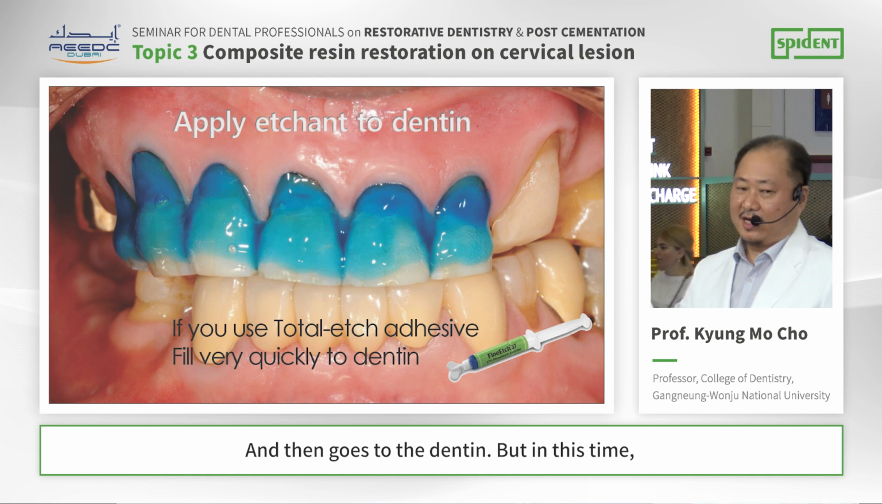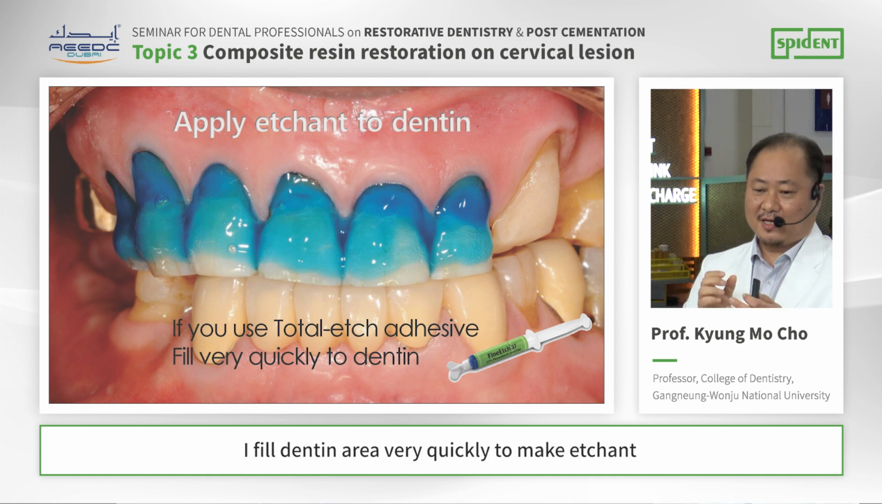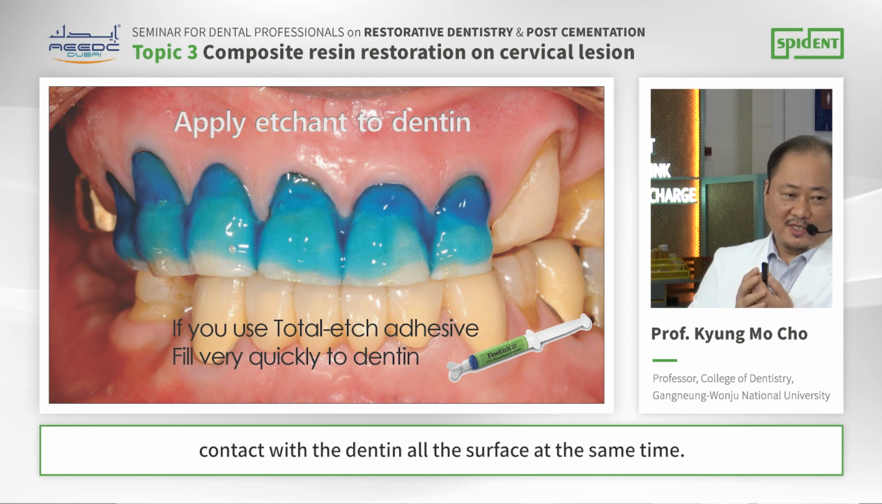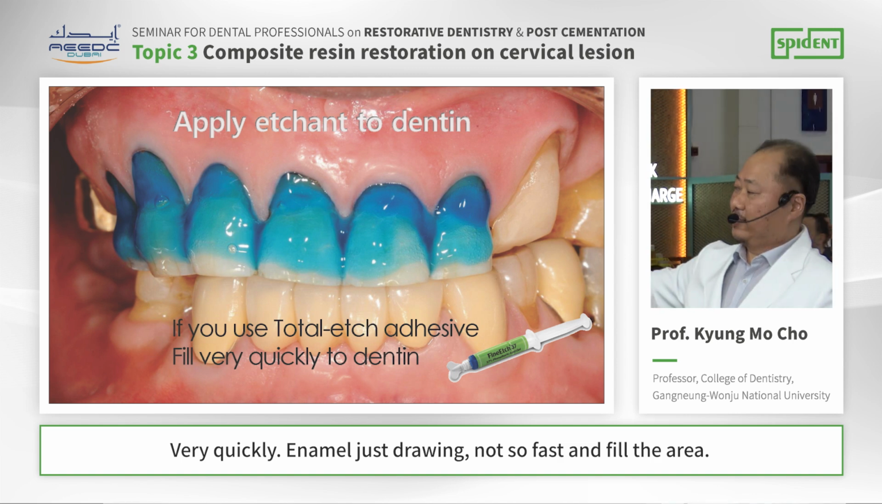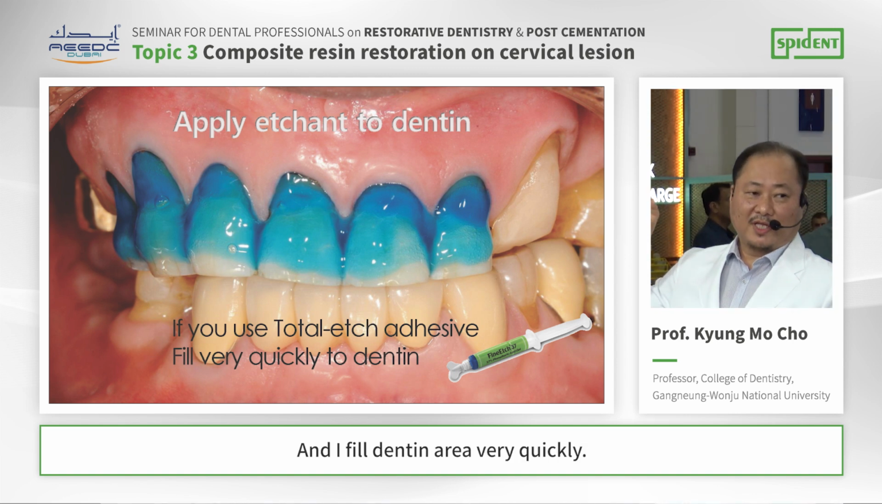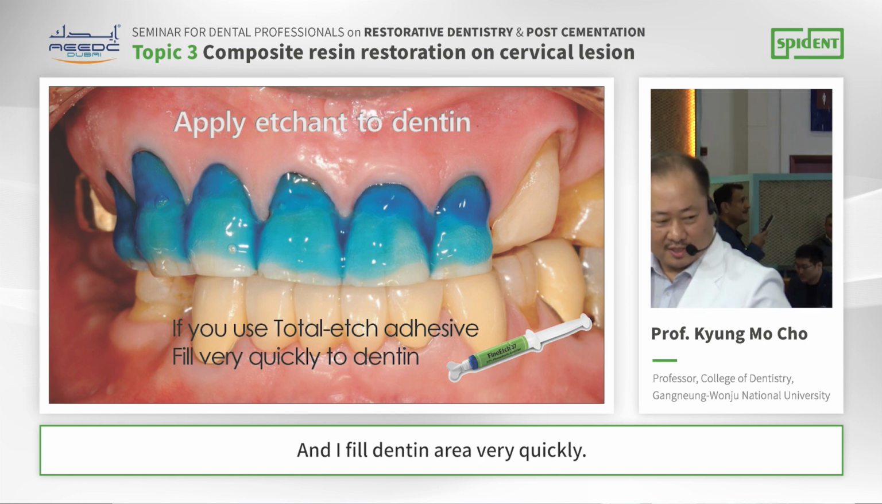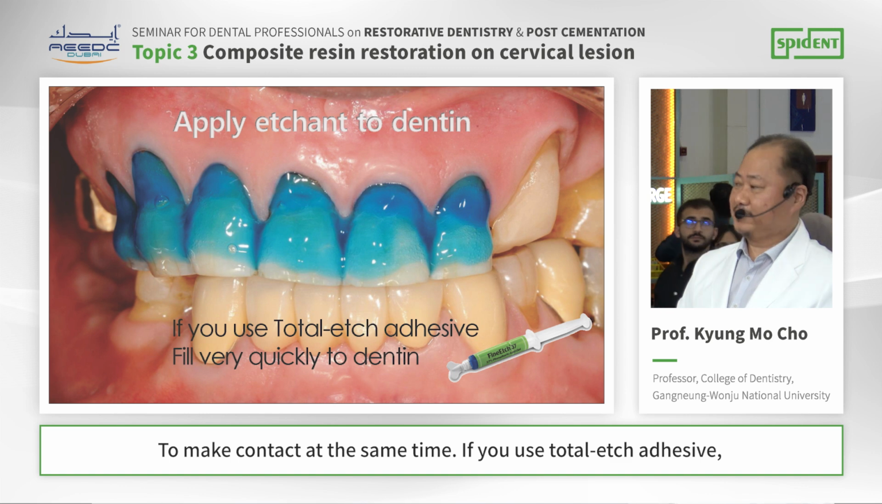But this time, I fill the dentin area very quickly to make the etchant contact all of the dentin surface at the same time, very quickly. Enamel I just draw, not so fast, and fill the enamel area, but now I fill the dentin area very quickly to make contact at the same time.